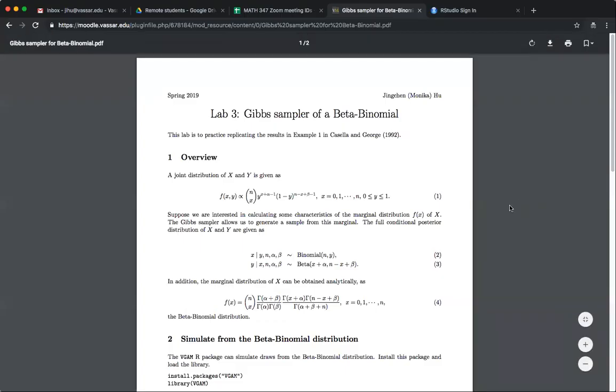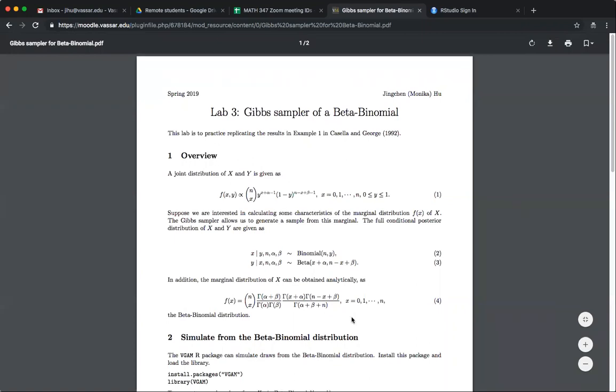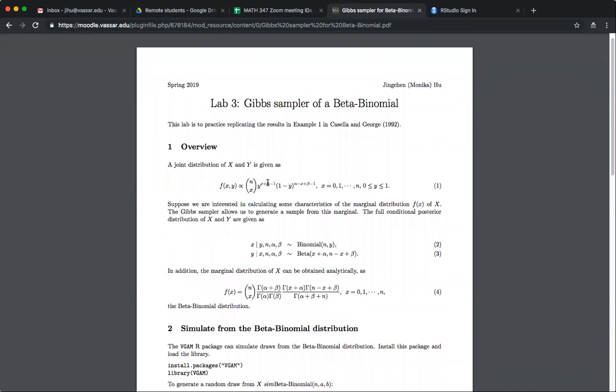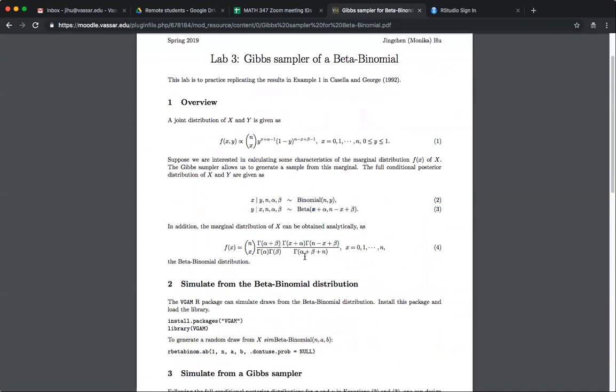The instruction here is an overview, summarizing from the paper, that if you have a joint distribution of x and y with a PDF in this way, then you are able to derive the full conditional distribution for each of the 2 parameters. One is a binomial, the other one is a beta. And you can see that they're intertwined. For equation 2, the full conditional distribution for x is a binomial depending on y, and then the full conditional distribution for y is a beta conditioning on x.